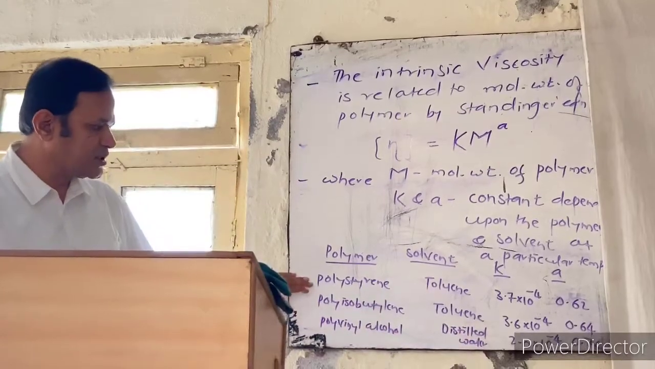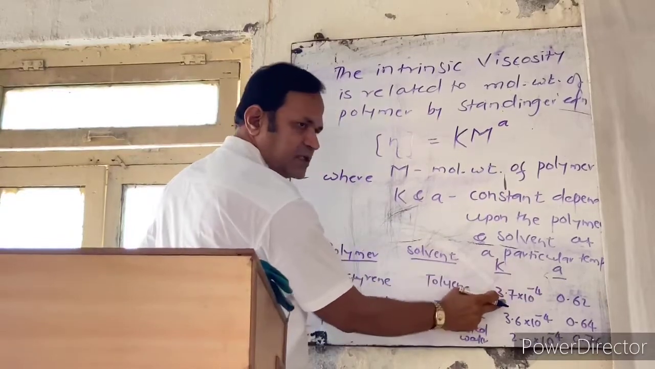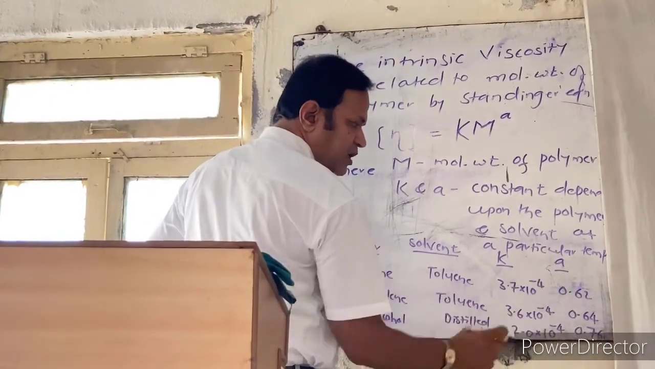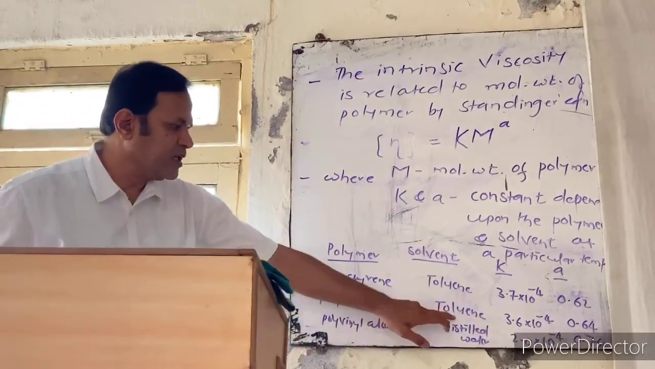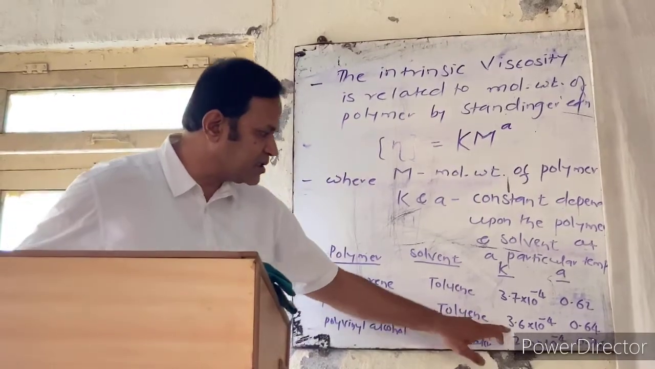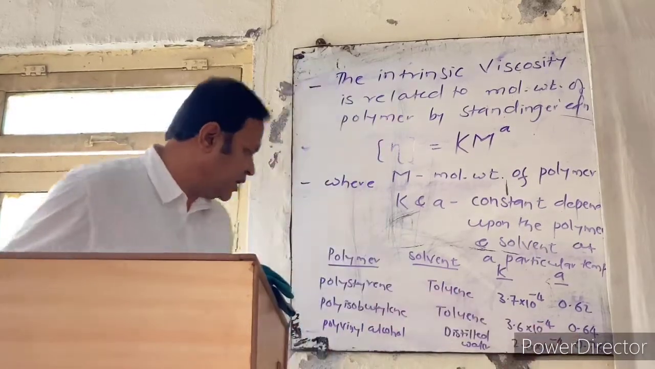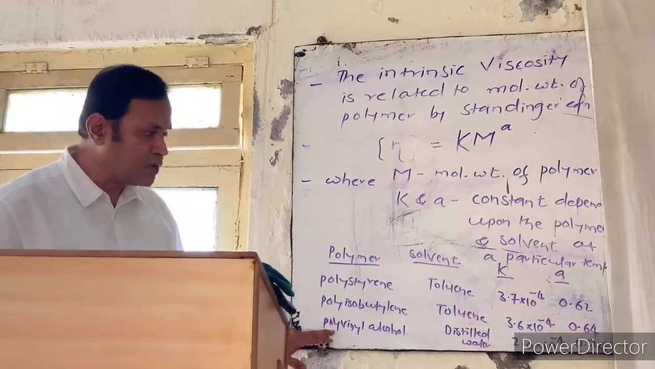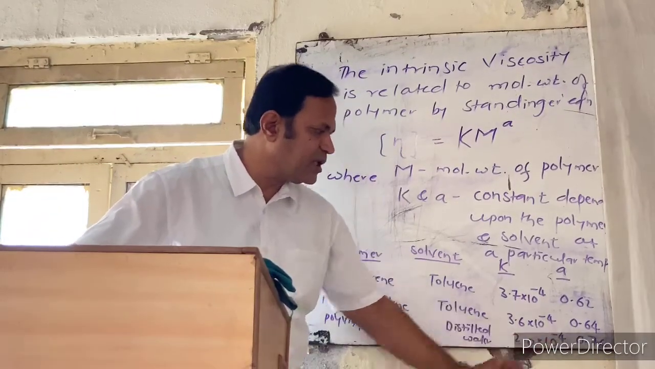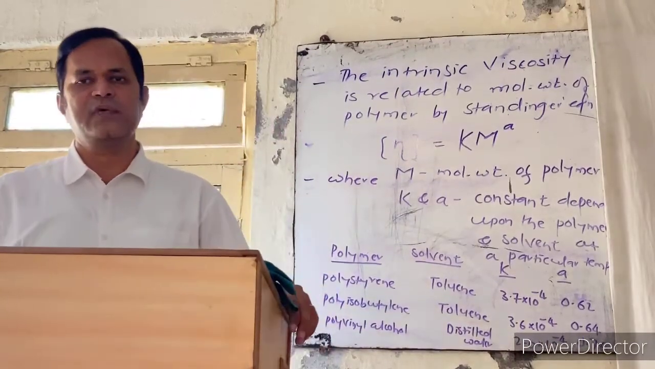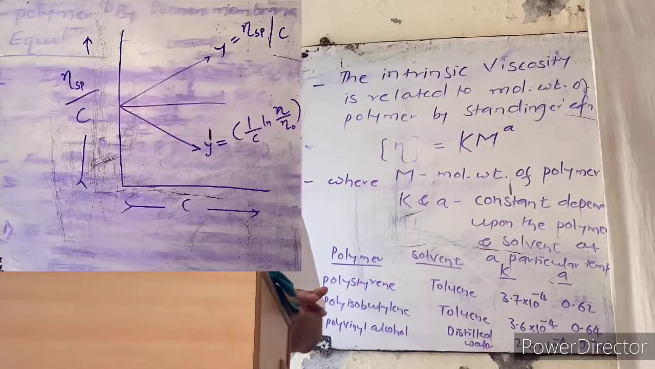Here the polymer is polystyrene, the solvent used is toluene, and the K value is 3.7 into 10 raised to minus 4, and the small a value is 0.62. The second polymer is polyisobutylene, with toluene as the solvent; the K value is 3.6 into 10 raised to minus 4, and the small a value is 0.64. The next polymer is polyvinyl alcohol, where the solvent used is distilled water, and the K value is 2.0 into 10 raised to minus 4 and a is 0.76. Like this, we can determine the molar masses of polymers by using simple viscosity measurements.